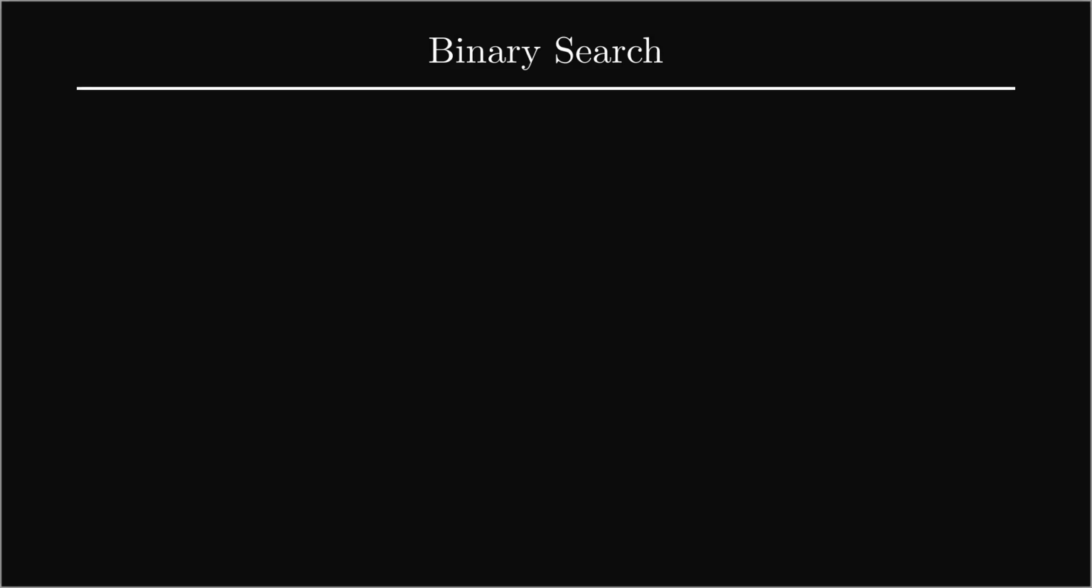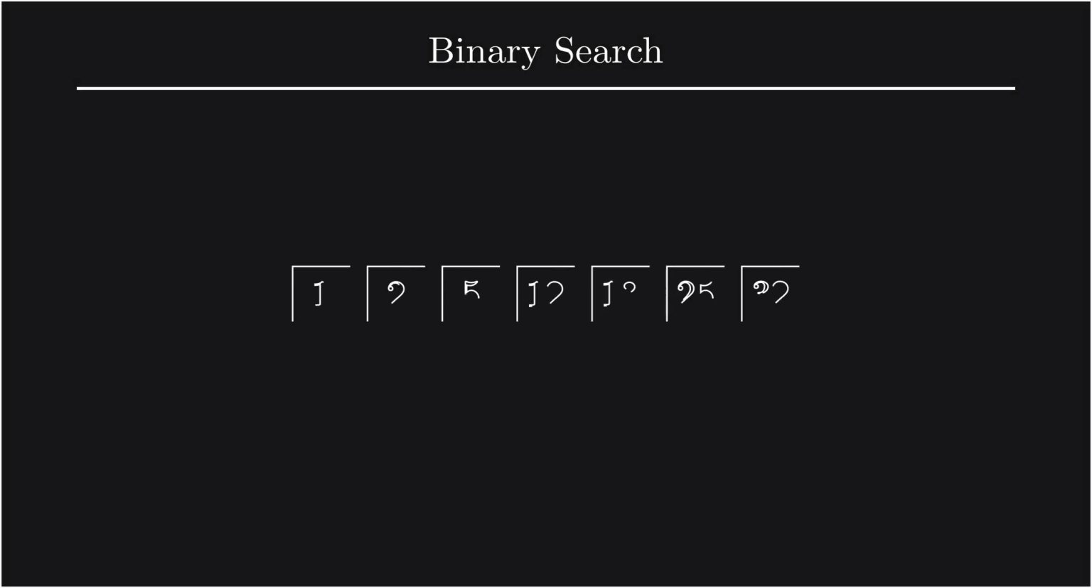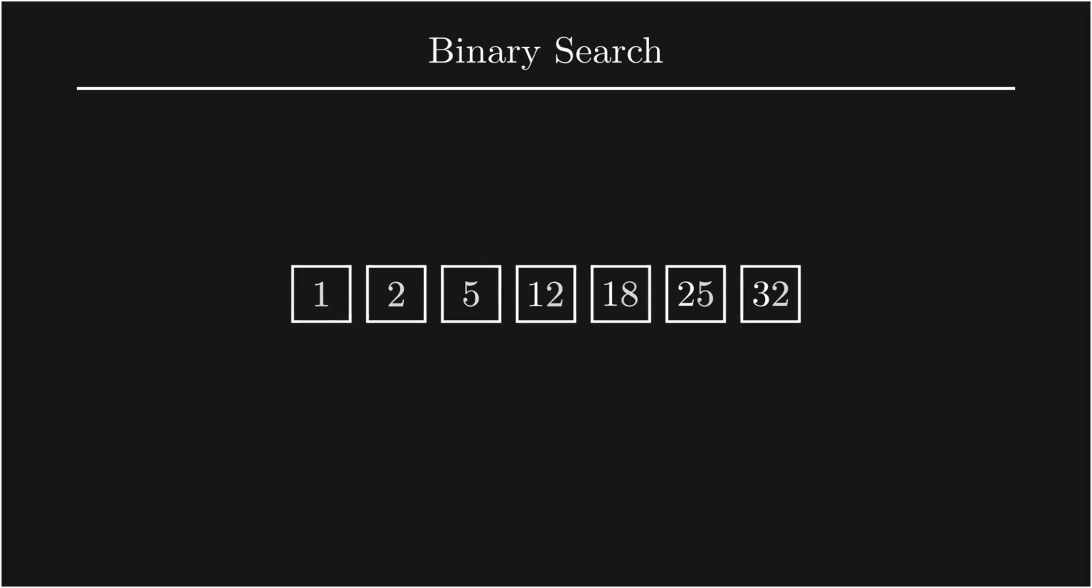Binary search is an efficient algorithm for finding a target value in a sorted array. It works by repeatedly dividing the search space in half, making it much faster than checking each element one by one. Here we have a sorted array of numbers. Binary search only works on sorted data, as this allows us to make decisions about which half of the array to search. Our goal is to find the number 18 in this array.